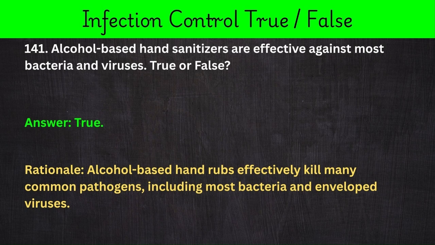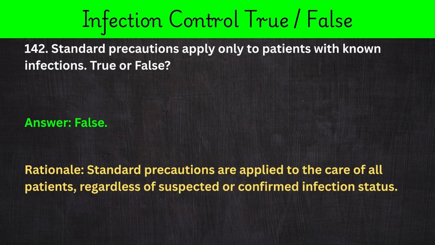141. Alcohol-based hand sanitizers are effective against most bacteria and viruses. True or false? Answer: true. Rationale: alcohol-based hand rubs effectively kill many common pathogens, including most bacteria and enveloped viruses. 142. Standard precautions apply only to patients with known infections. True or false? Answer: false. Rationale: standard precautions are applied to the care of all patients, regardless of suspected or confirmed infection status.